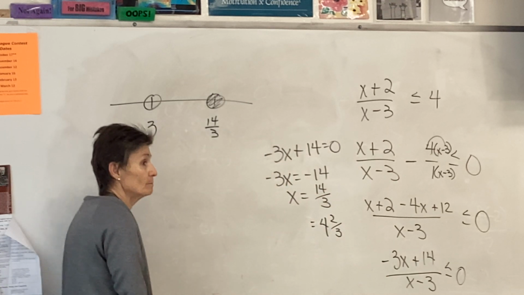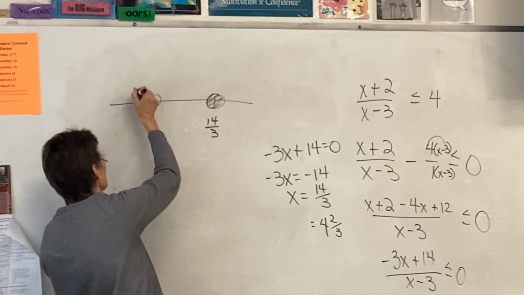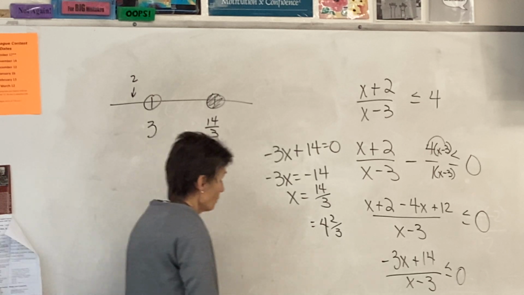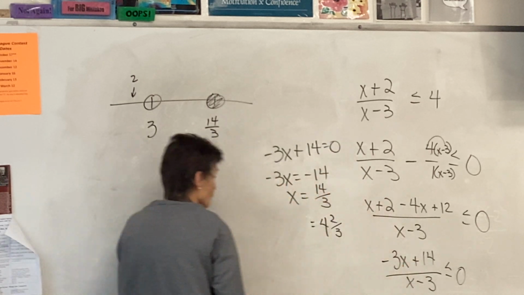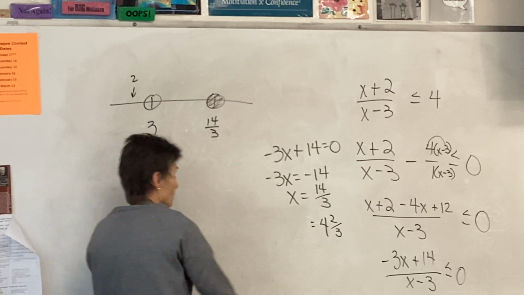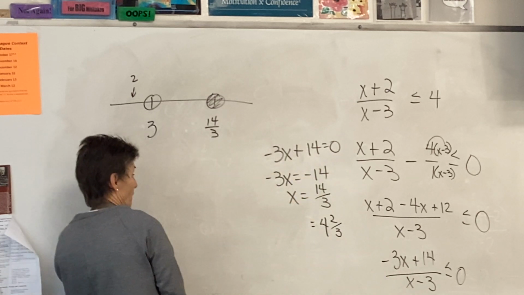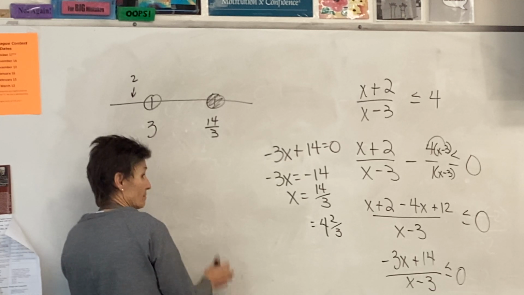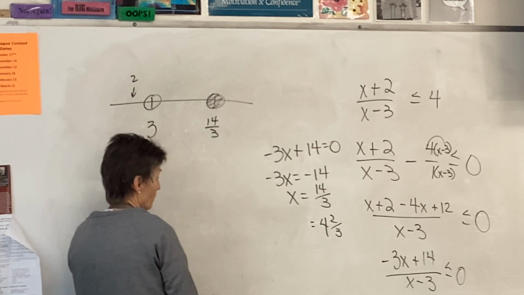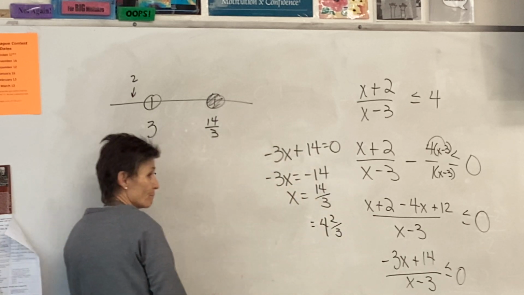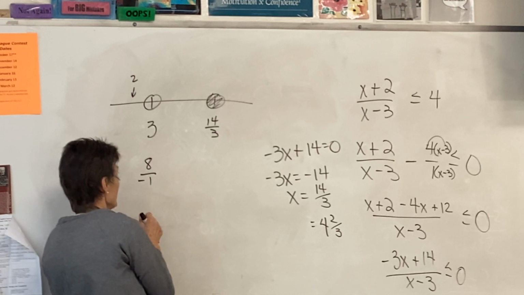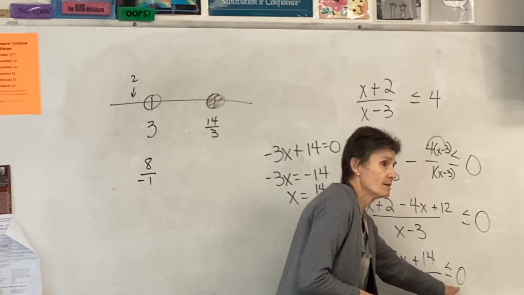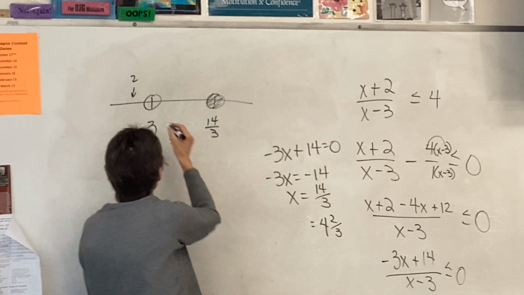Alright, let's pick a number. 2, 2's over here. What happens if you put 2 in your numerator? What do you get if you put 2 right there? -6 plus 14, which is 8. And what do you get if you put 2 in the bottom? -1. Is 8 over -1 less than 0? Yes. Okay, so we shade it.